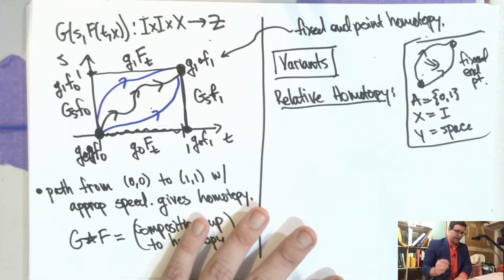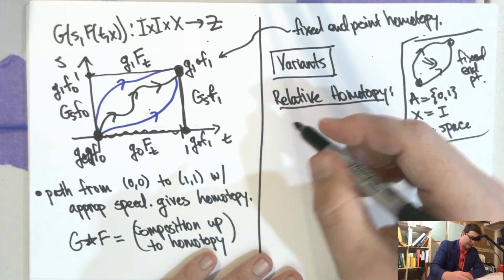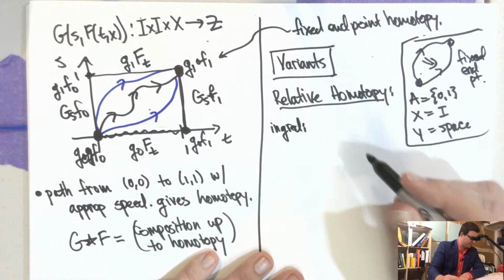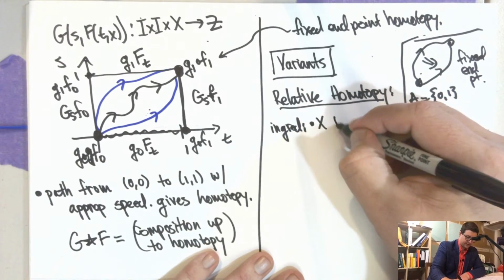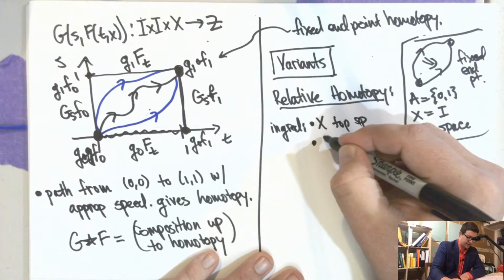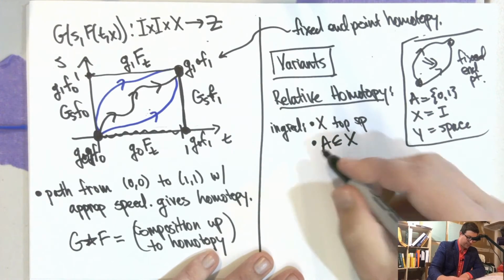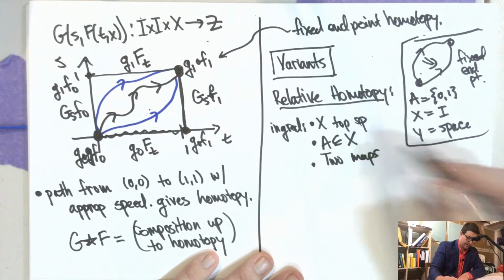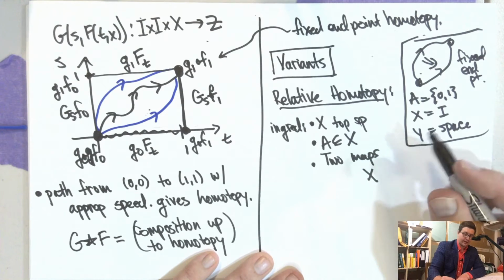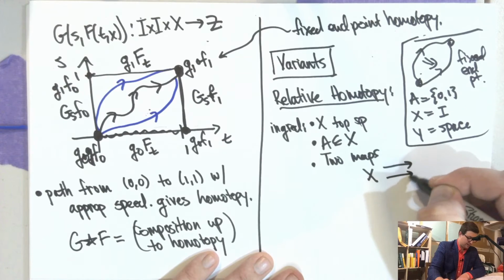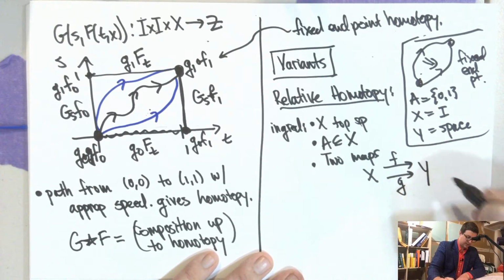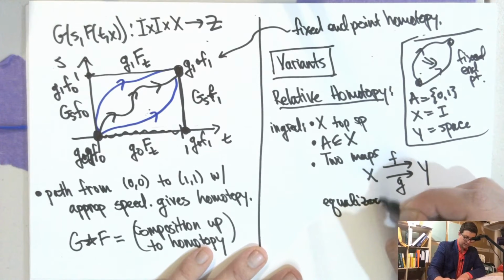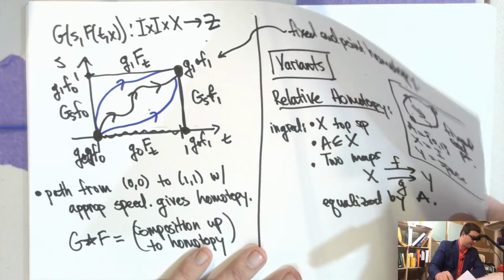Okay, and now I'm going to fill in what A, X, and Y are in this definition. So the ingredients for a relative homotopy: we're going to need X as a topological space. We're going to need a subspace. And then we're going to need two maps, F and G, from X to Y. They're going to be equalized by A. Okay, so what does that mean?